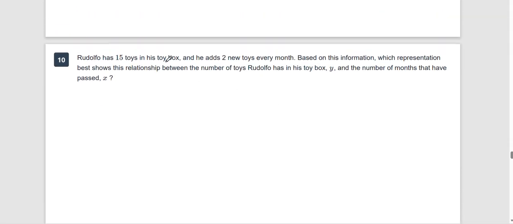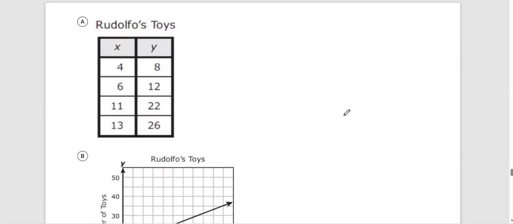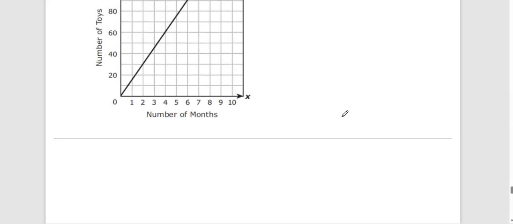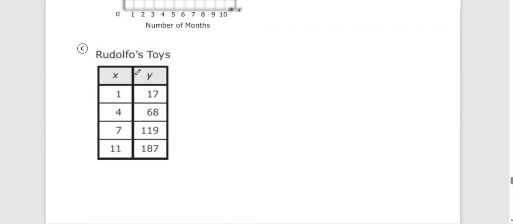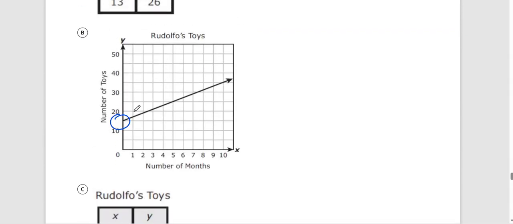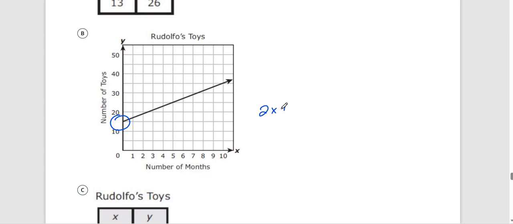Okay, it has 15 toys in the box, and that's 2 every month. So it's going to be y equals 2x plus 15. So we're going to be looking for it in one of these, 2x plus 15. Plus 15 means it starts at 15, so it shoots out of there. 15 starts there, good job. And then the slope is 2. 2x plus 15.